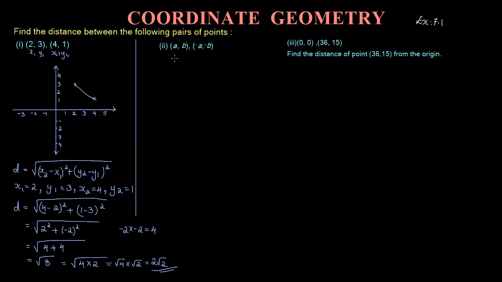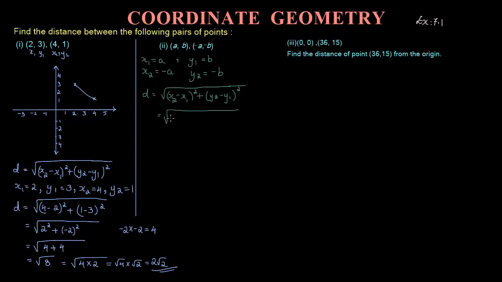So let us now come to the next problem. Let us write the value of x1, which is equal to a. The x2 value will be equal to minus a. The y1 value will be equal to b, and the y2 value is equal to minus b. Now let us write the formula for distance, that is the square root of (x2 minus x1) whole square plus (y2 minus y1) whole square. Then let us substitute all the values here.